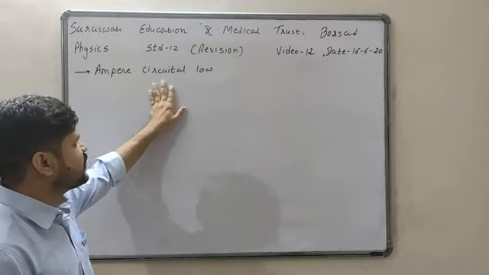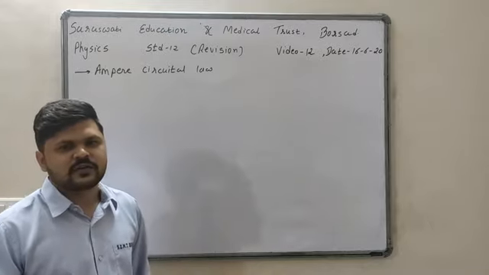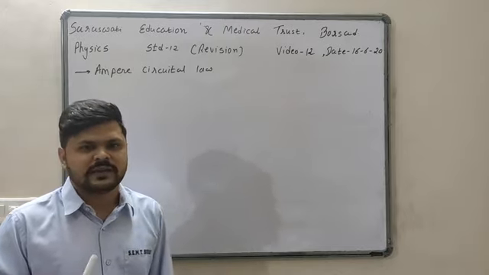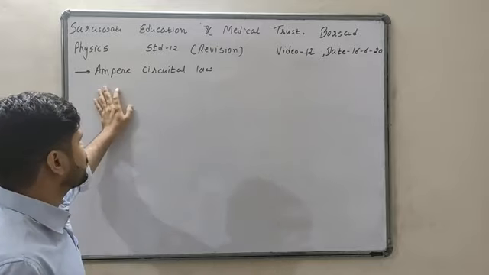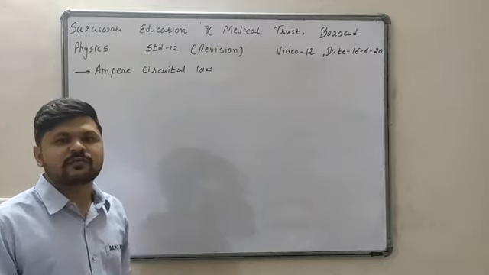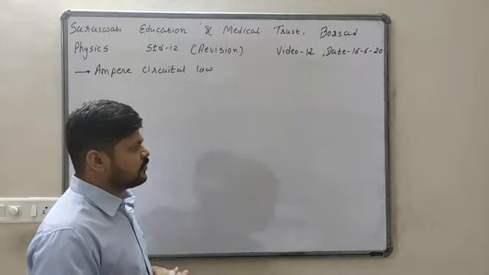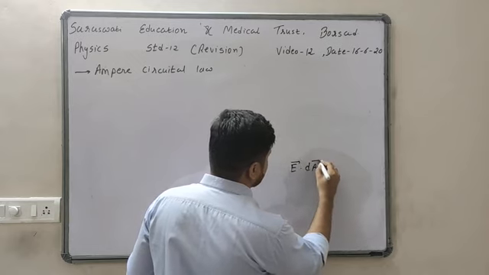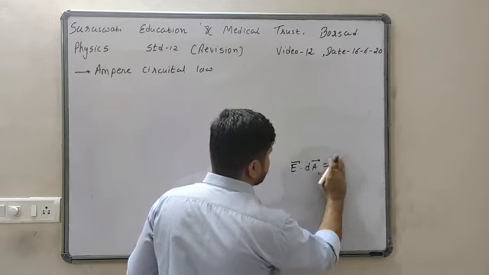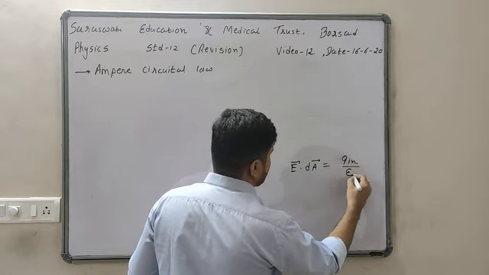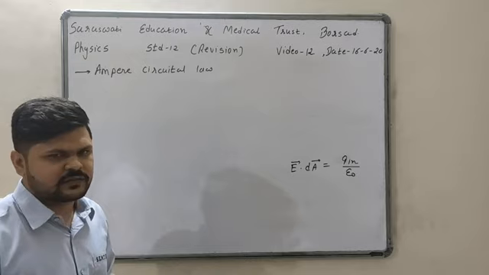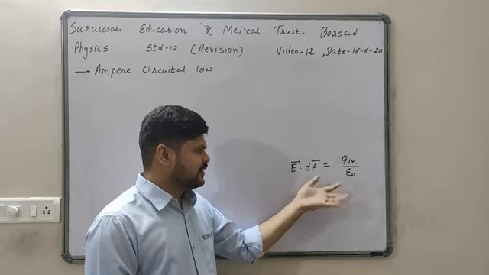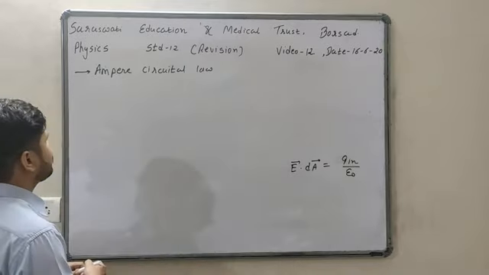Now, this Ampere circuital law is used to find out the magnetic field. Gauss law was used to find out the electric field, whereas Ampere circuital law is used to find out the magnetic field. What was the Gauss law? The Gauss law was the closed integral of E dot dA is equal to Q in by epsilon 0. This was the Gauss law. Now, Ampere circuital law is quite similar to Gauss law.